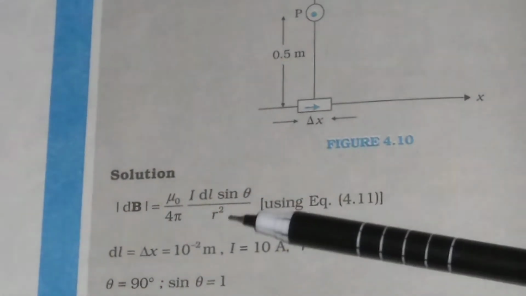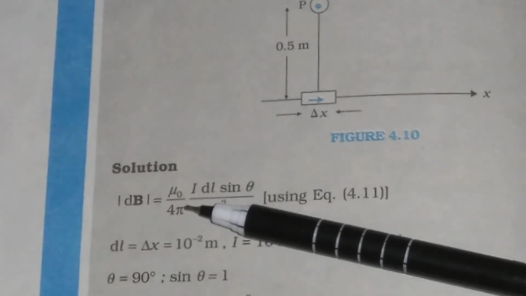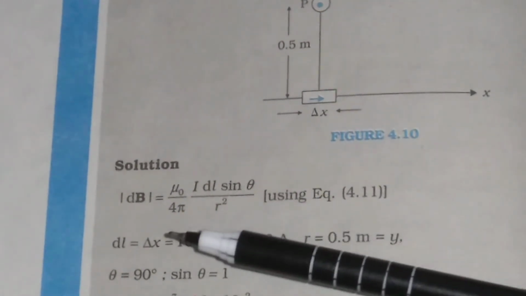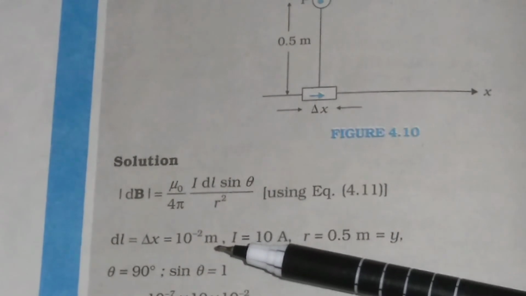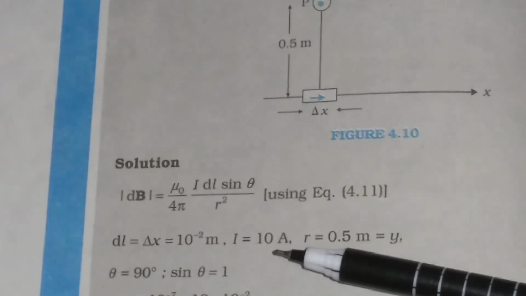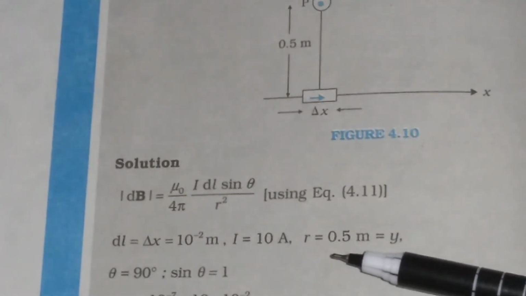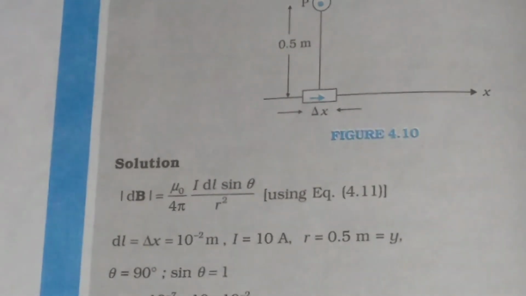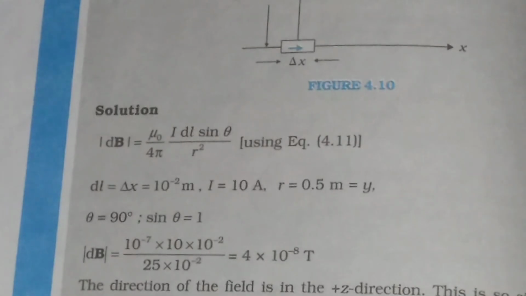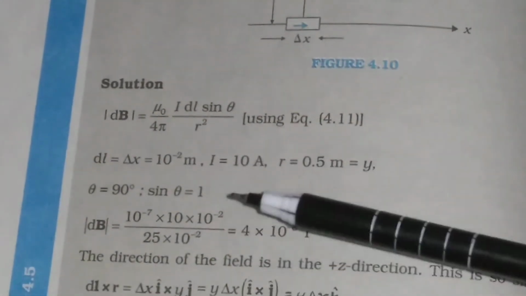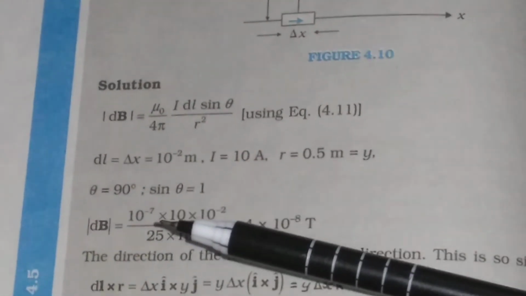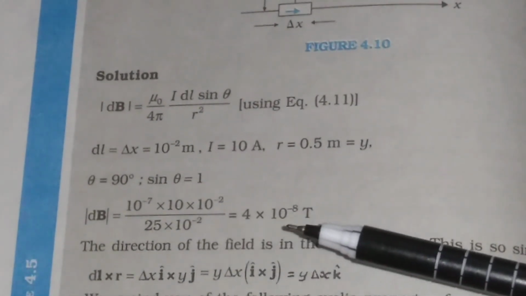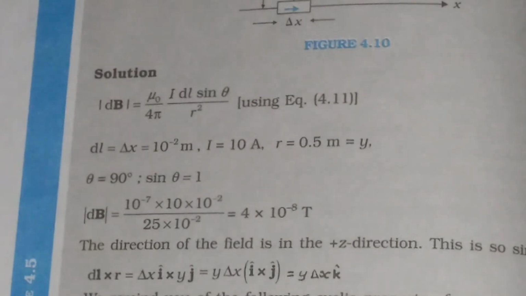We know the magnitude of the magnetic field dB is equal to mu 0 by 4 pi I dl sin theta by r square, and dl value is given 10 to the minus 2 meter, I is given 10 ampere, r is given 0.5 meter. We have to find out the value of dB. Since theta here is equal to 90 degree, putting these values you can get dB is equal to 4 into 10 to the minus 8 Tesla.